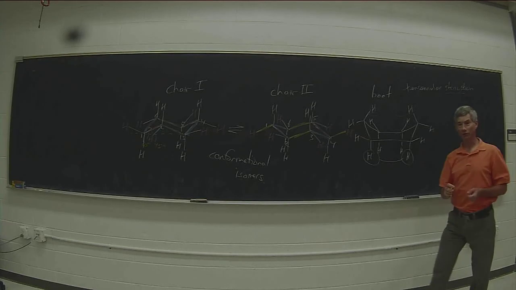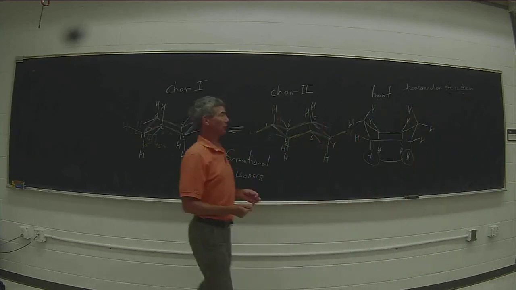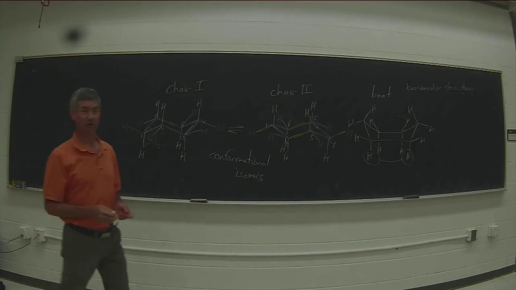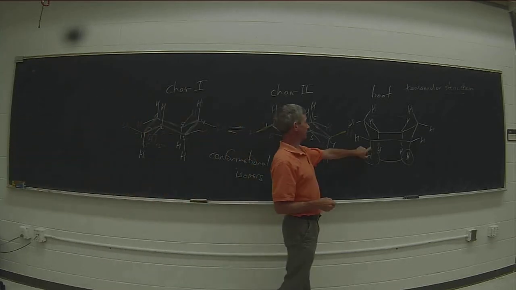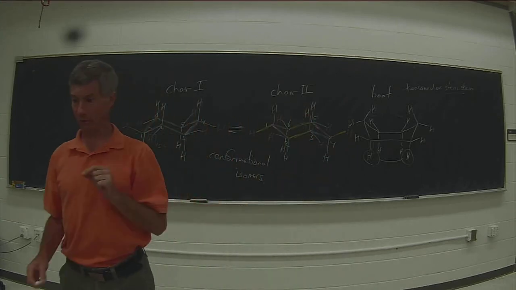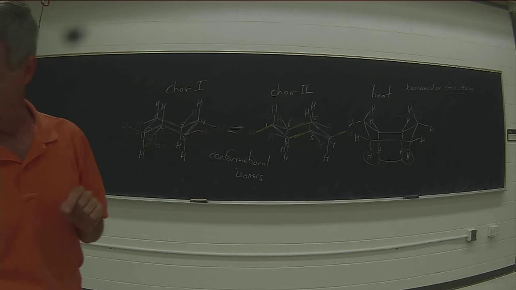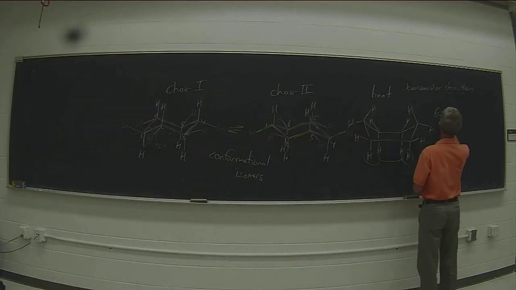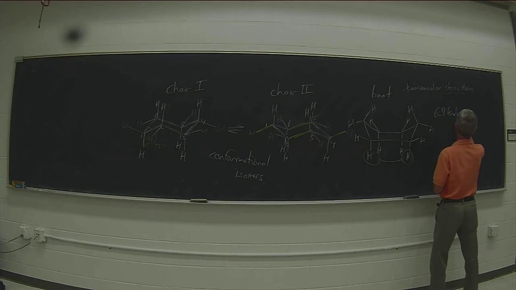This is a steric strain if you look at a space-filling model, and the combination of the transannular steric strain and these eclipsing strains that are not relieved causes the boat form of cyclohexane to be about 6.9 kilocalories per mole higher in energy than the chair.